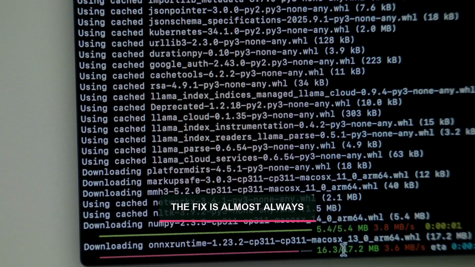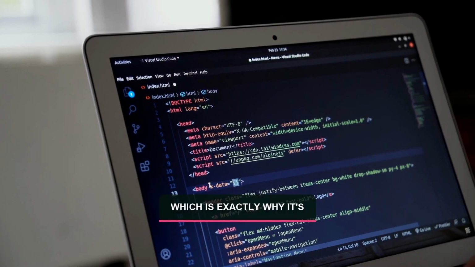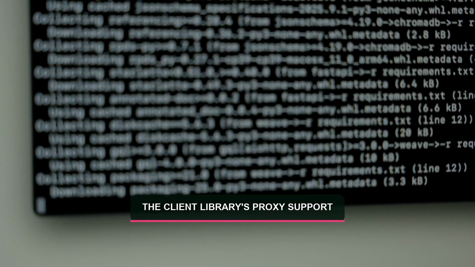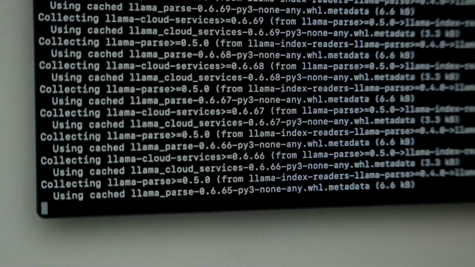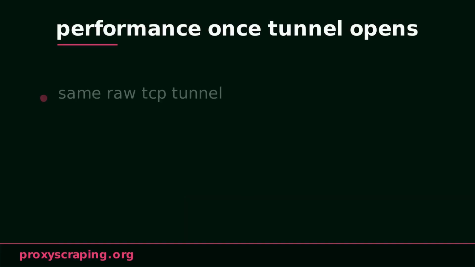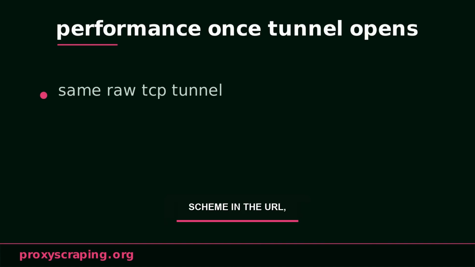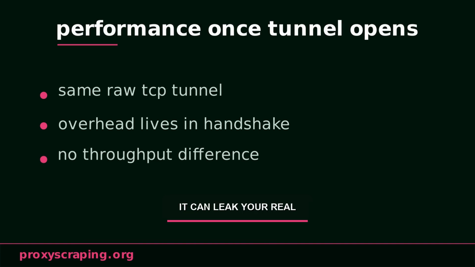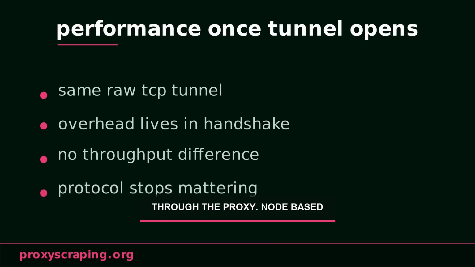The fix is almost always boring once you find it, which is exactly why it's worth checking first before you blame the proxy itself. Check the client library's proxy support before you touch anything else. Python's requests library, for example, needs the PySocks extra installed, and it needs a socks5h scheme in the URL, not just socks5, if you want DNS resolution to actually happen through the proxy, instead of resolving locally on your own machine. That local DNS resolution piece matters a lot, because it can leak your real network path even when the connection itself is properly tunneled through the proxy.